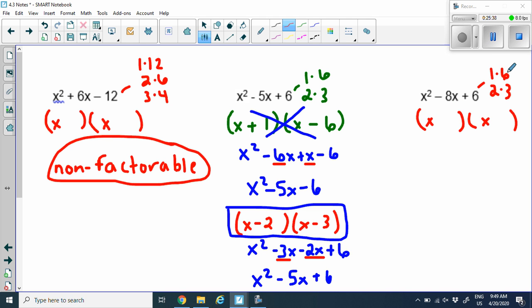Well, we do 1 and 6, that's not really going to get to it. It only gets to 7. And 2 and 3, that only get to 5. So this one seems like this is also non-factorable, because there are no pairs of numbers that multiply to 6 that'll add up to our middle term of negative 8. So as I said before, be careful. Really see if you are able to factor, because sometimes some of these problems are going to be non-factorable.